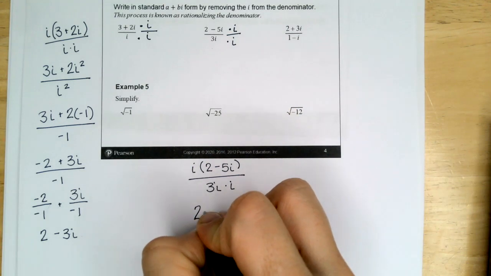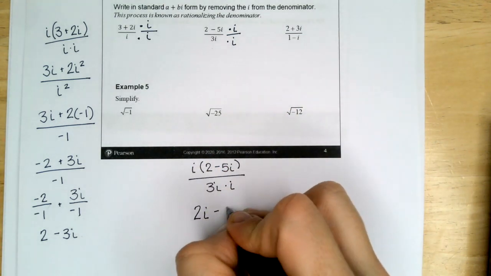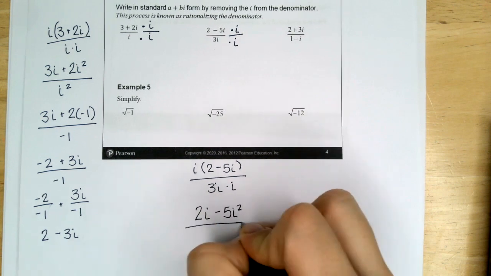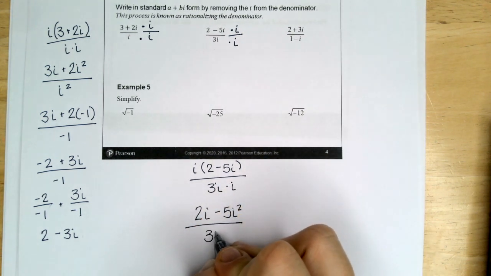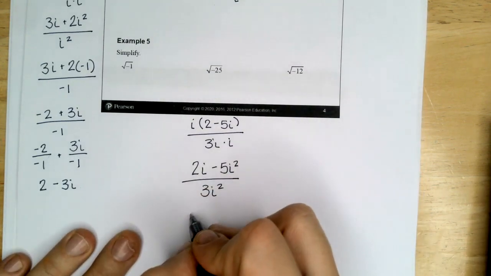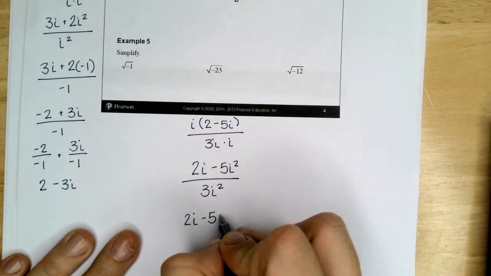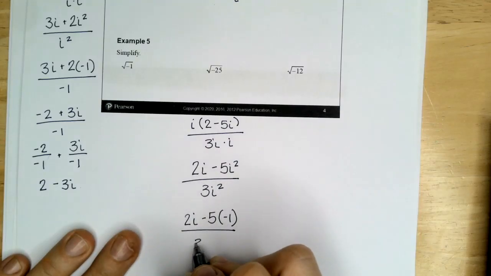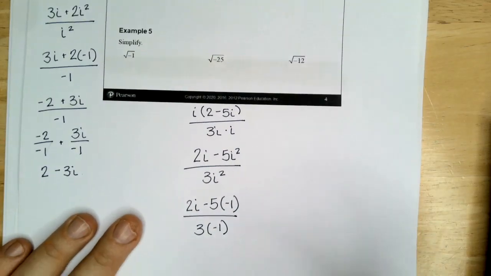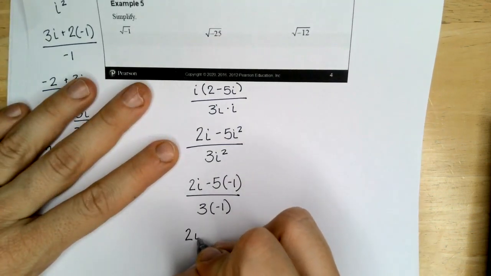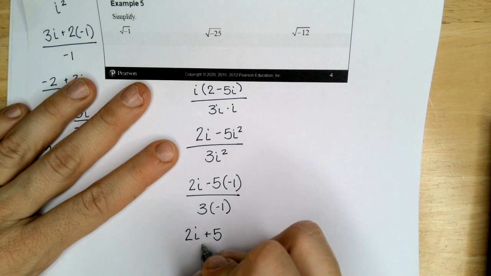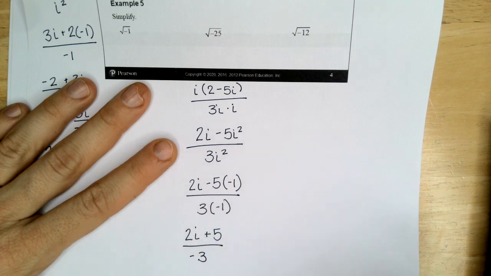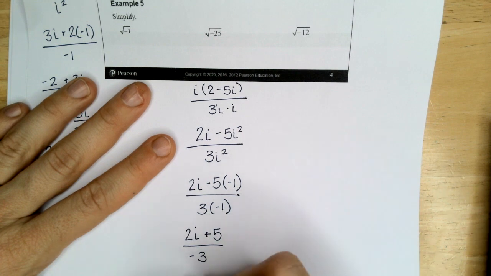i times 2 is 2i. i times a -5i is -5i squared. 3i squared. 2i minus 5 times a -1 divided by 3 times a -1 will be 2i plus 5 over -3. Good. -2/3 i minus 5/3.